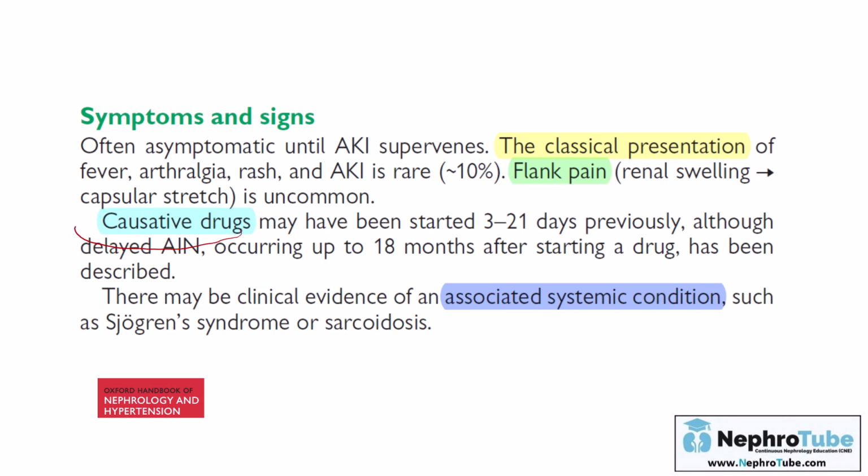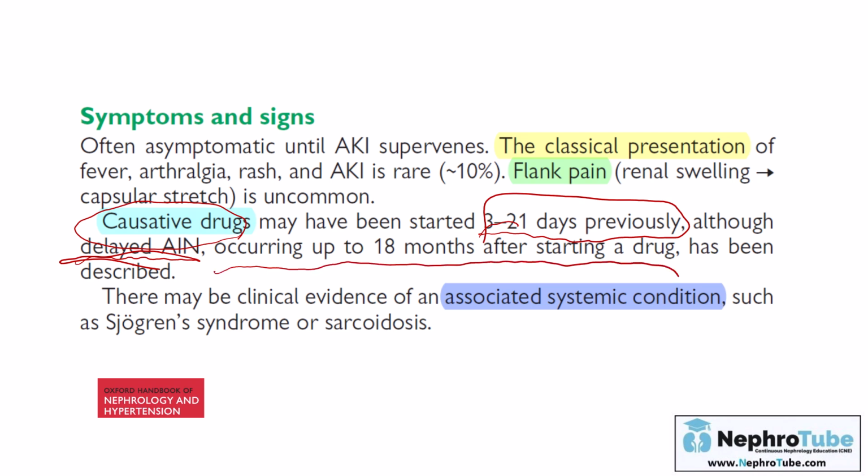The history of the causative drug may be present. The drug is usually started 3 to 21 days previously, although there are some case reports of delayed acute interstitial nephritis occurring up to 18 months after starting a drug, but these are case reports. And for sure, if the cause of the acute interstitial nephritis is a systemic disease such as Sjögren syndrome or sarcoidosis or any other systemic disease, you might find clinical evidence of the associated systemic condition.